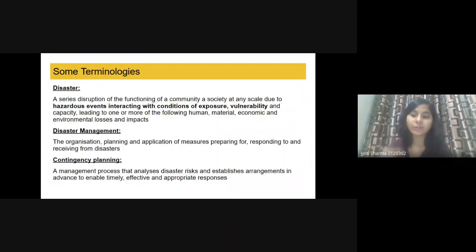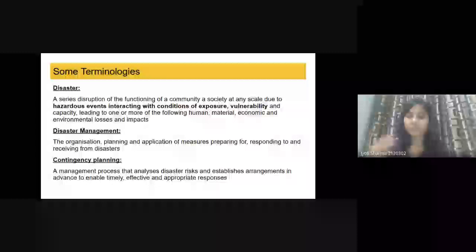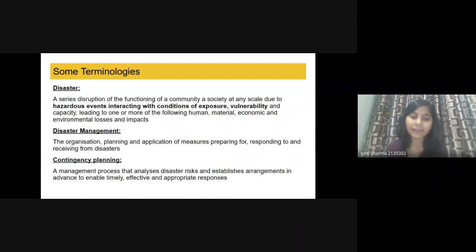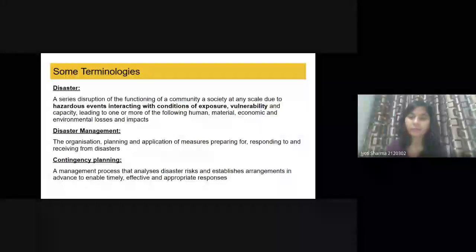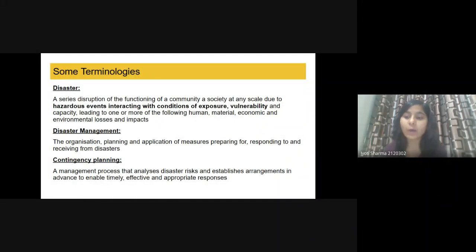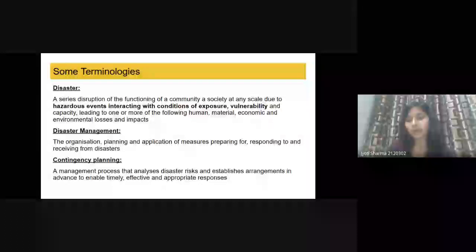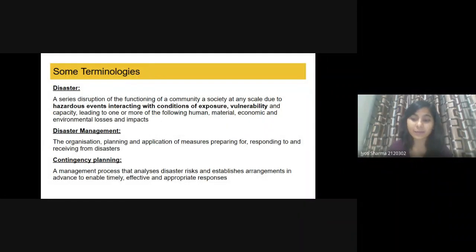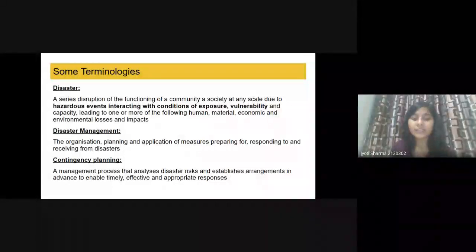Such kind of planning we do, and we have organizations for that, and applications of the measure. For example, I told you how we can track the cyclone, the monsoon, and when extreme precipitation can happen. Such things come under disaster management. How we can manage the disaster: we have different technology, different organizations, and different analysts for that. Based on these, we can manage our disaster, and this comes under disaster management. Then we have contingency planning.